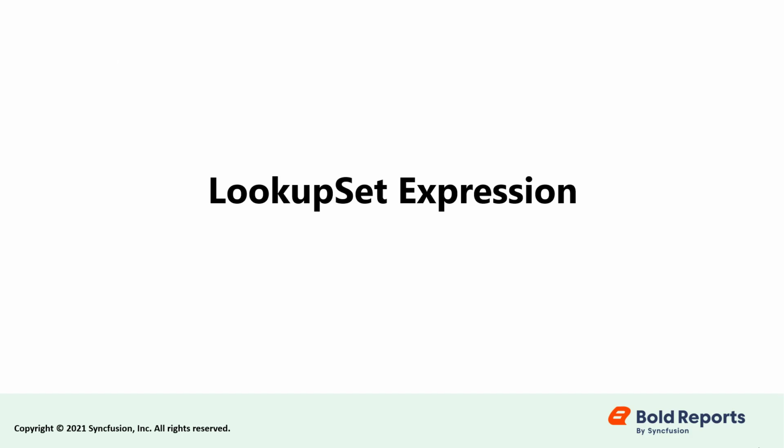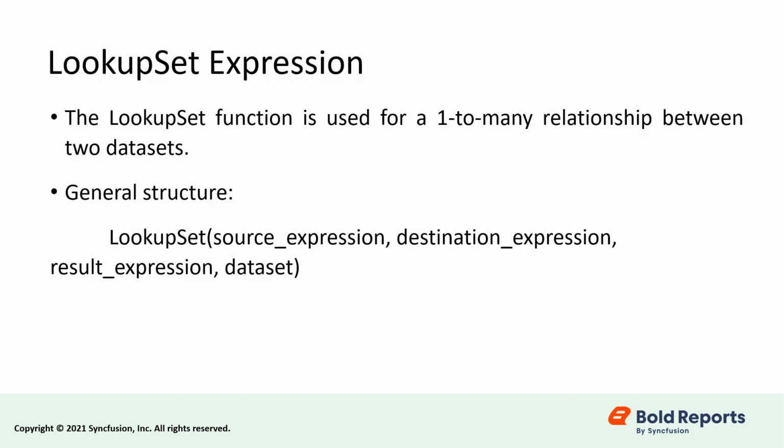Now let's cover the LookupSet expression. The LookupSet function is used for a one-to-many relationship between two datasets. The general structure of the LookupSet is as follows. In this expression, source expression is an expression that specifies the name or key to look up. Destination expression is an expression that specifies the name or key to match, and it is compared with each row in the dataset. Result expression is an expression that specifies the value to retrieve from the dataset. Dataset specifies the name of a dataset added in the report.